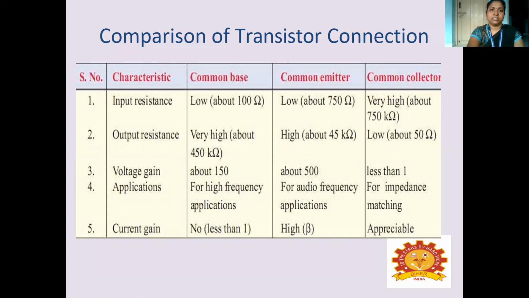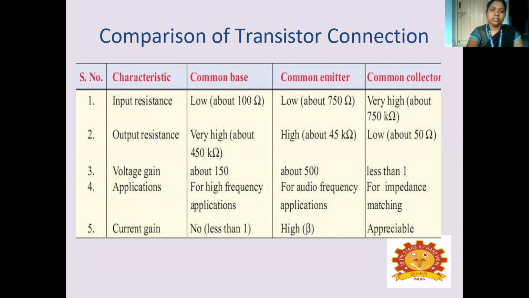First, input resistance. For the common base, it is very low, about 100 ohm. For the common emitter, it is also low, about 750 ohm. And for the common collector, it is very high, about 750 kilo ohm. Next comes output resistance. For the common base, it is very high, about 450 kilo ohm. For the common emitter, it is high, about 45 kilo ohm. And for the common collector, it is very low, about 150 ohm.